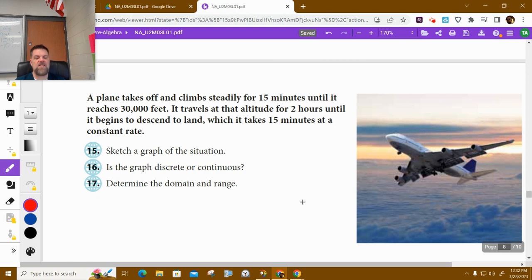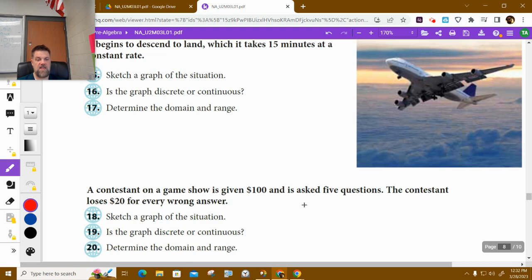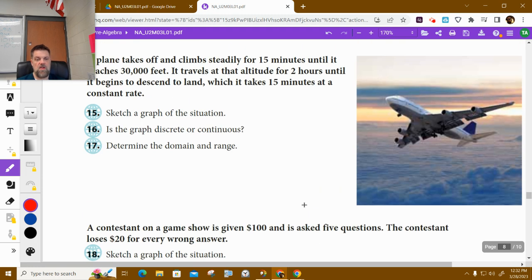It says a plane takes off and climbs steadily for 15 minutes until it reaches 30,000 feet. It travels at altitude for 2 hours until it descends to land, which takes 15 minutes at a constant rate. So we've got to sketch a graph of this. So how do we do that? Let's try this.